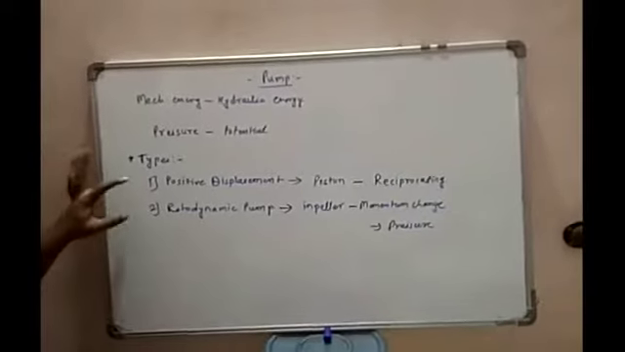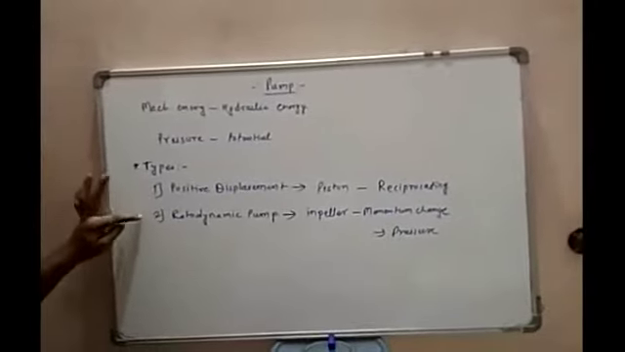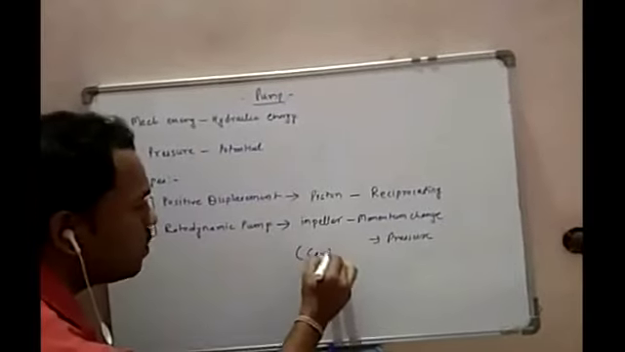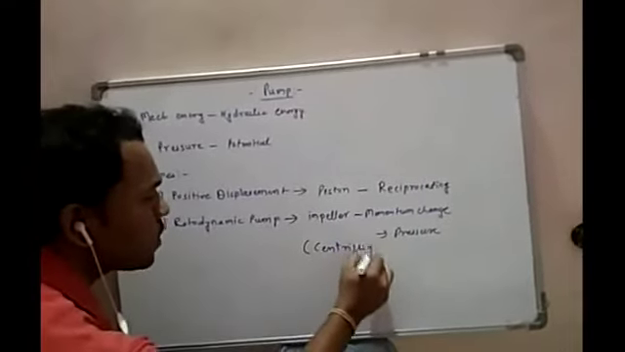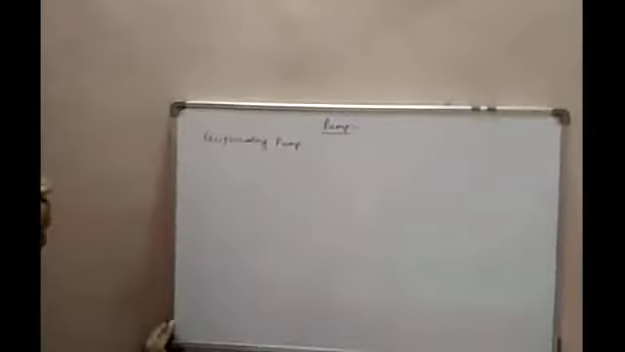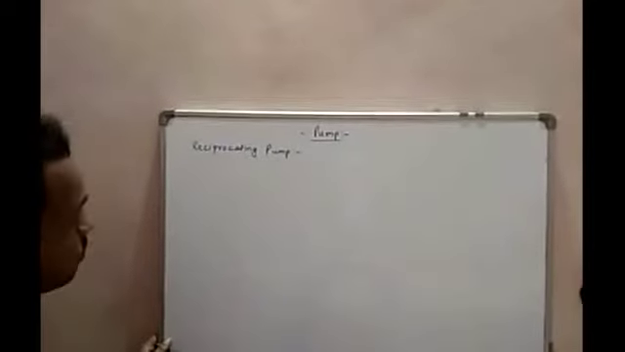Okay, so these are the basic two types, positive displacement and the rotodynamic pump. The best example for the rotodynamic pump is a centrifugal pump, which is nothing but the household pump which we use. Okay, so now we'll see the types of reciprocating pump.